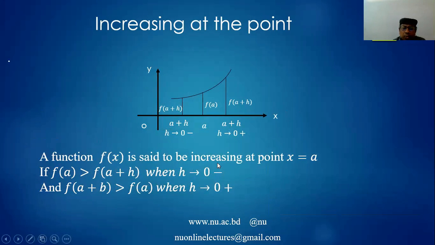The function f of x is said to be increasing at the point x equal to a. My students, f of x is said to be increasing at the point x equal to a, that is, x equal to a বিন্দুতে f of x কে increasing বলা হবে, increasing function বলা হবে যদি এই কন্ডিশনগুলো সাপোর্ট করে। If f of a is greater than f of a plus h, when h tends to 0, negative. All right. And f of a plus h is greater than f of a when h tends to 0, positive. Here it should be a plus h, not b. This is h, my students.